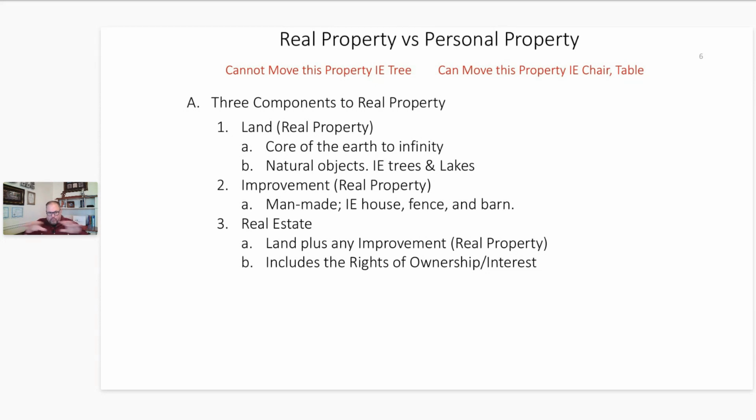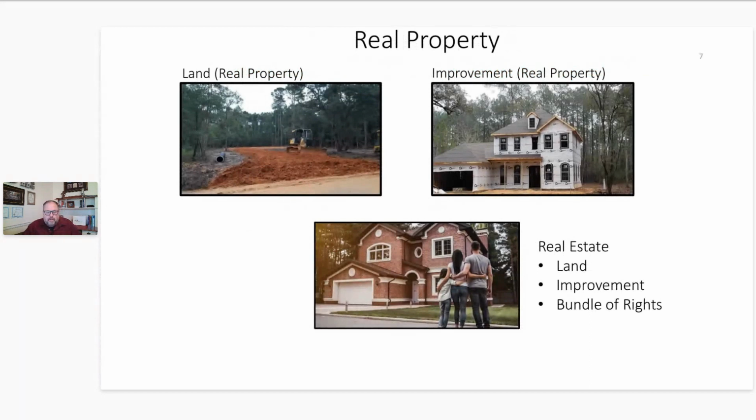Okay. So it starts out with raw land. Then you got the improvements. Okay. Now, when I take land plus improvements, which is any improvement, and this includes ownership rights, that's what gives me the definition for real estate. Okay. So land is real property. Improvement is real property, and then the land plus the improvement, combination of both of them, with the ownership is considered real property. So I got a nice little picture here.